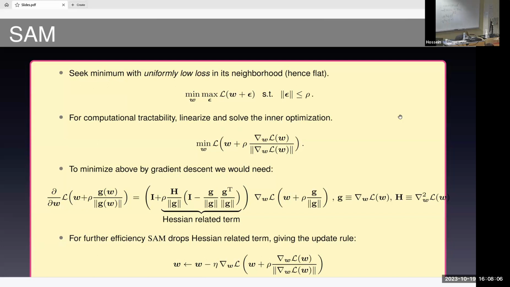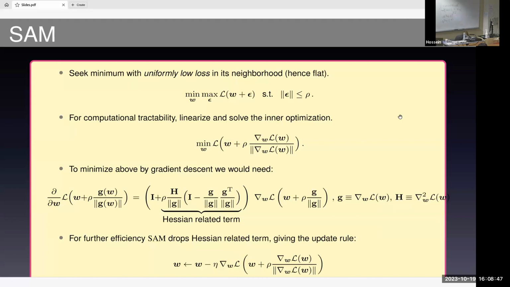Okay, so to see that, first let's start from the definition of SAM. As I said, SAM is an algorithm that tries to find flat minima. It starts from this min-max problem. So it says, I would like to find a W such that for any perturbation around that W, I still have a low loss, right? This max means that for any perturbation, the max picks the larger one. But of course, you want to control the radius of this perturbation, so that radius is smaller than rho.